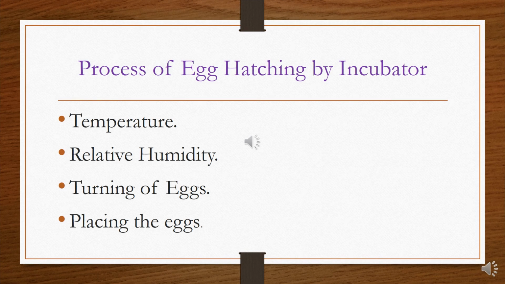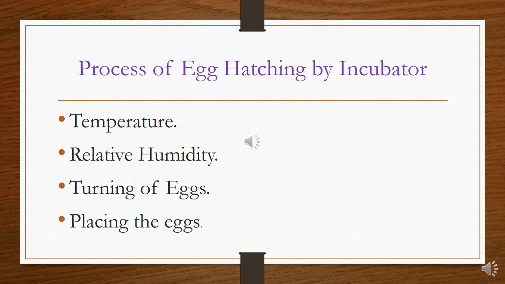Now, the process of egg hatching by incubator. First of all, temperature. In case of kerosene incubator, temperature should be maintained at 38.3 degrees Celsius to 39.5 degrees Celsius during the first 2 weeks and at 38.6 degrees Celsius during the third week after placing the eggs. In case of electric incubator, 37.5 degrees Celsius temperature should be maintained during the first 18 days and 37 degrees Celsius for the next 3 days.